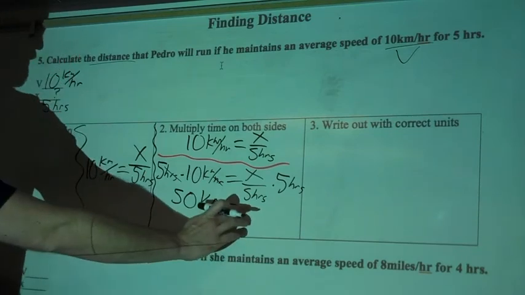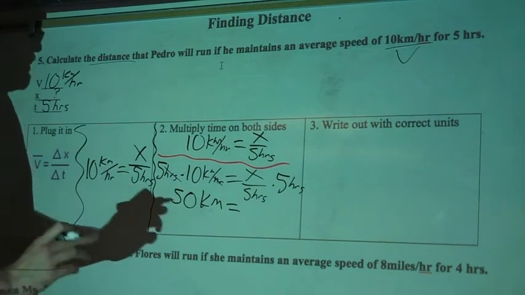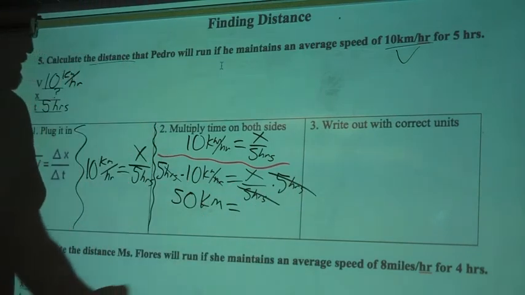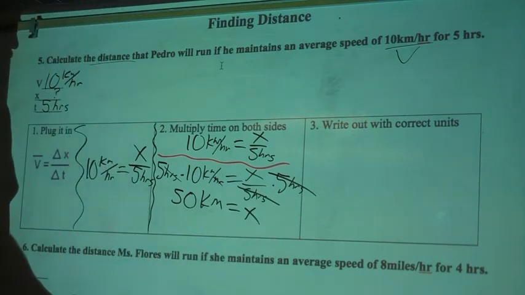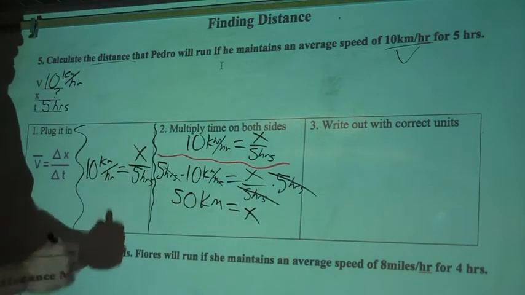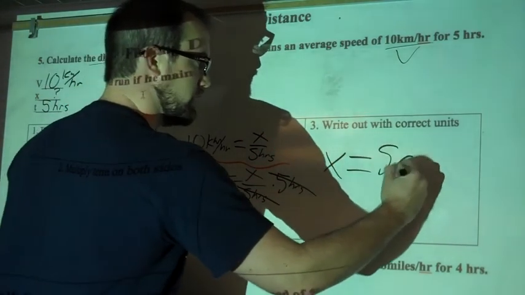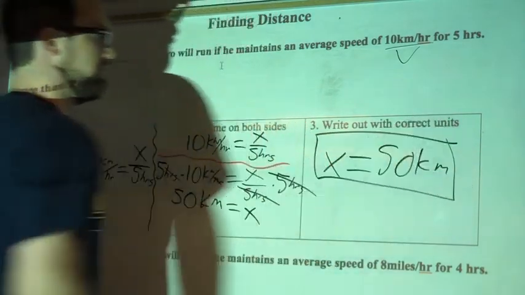So over here we have 5 hours on the bottom, 5 hours on the top. This is really important because we can cancel out the 5 and the hours from both sides. So the only thing that I'm left with on this side is going to be x. And so I can write this out with my correct units. I'll write out x equals 50 kilometers. And that is my final answer.